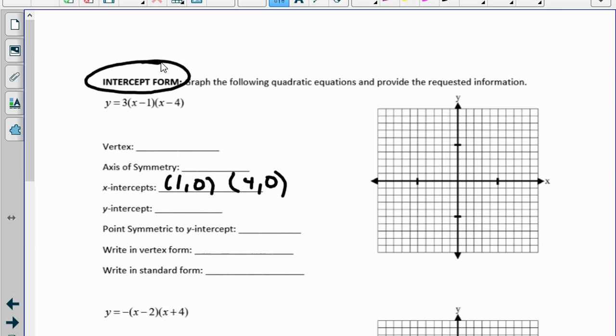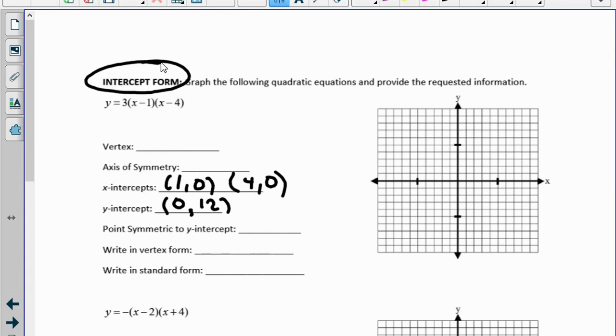Our y-intercept we can get after we substitute 0 in for x. So 3 times -1 times -4 gives me 12. So (0, 12) is my y-intercept. My point symmetric to the y-intercept we'll get after we get the vertex. I can write it in vertex form and standard form after I get that. So let's talk about how we can get the vertex.